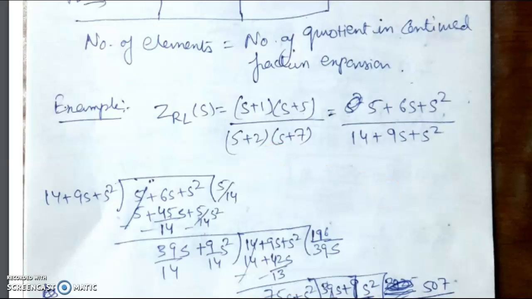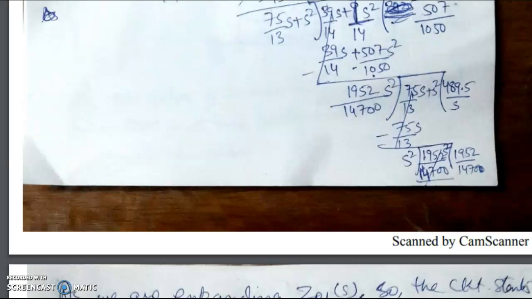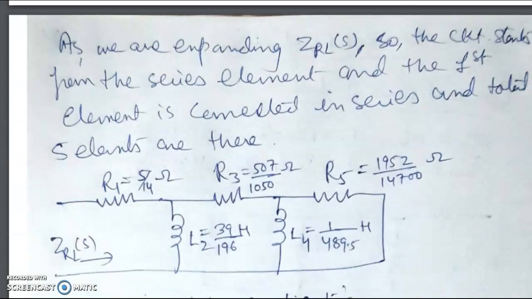When we expand this function using continued fraction expansion, we see that a total of 5 quotients are there and all the quotients are positive. Point to be noted is, because we are expanding the impedance function, the circuit should start from the series element and the first quotient will give the impedance of the first element. So the circuit will start from the series arm because we are realizing the impedance function. First element, in case of Cauer 2 form of RL network, the series element is a resistor. So the first element is resistor, second is inductor, third is resistor, fourth is inductor, and fifth is resistor.